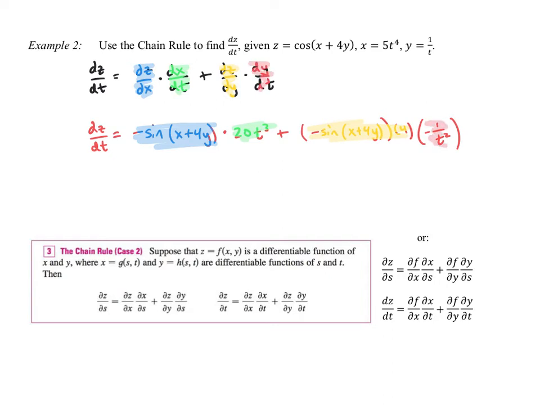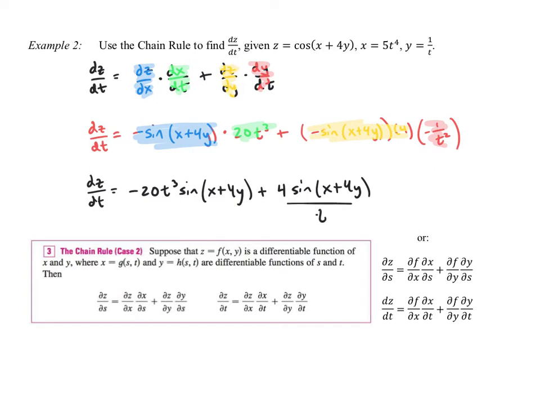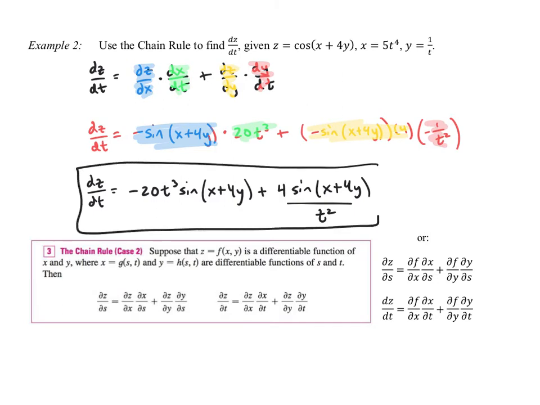And that's our format. Now I'm just going to rewrite it. You wouldn't necessarily need to. We're just trying to come up with the general equation for dz/dt. But you might see it as negative 20t cubed sine of x plus 4y. Let's see, that's going to be a positive 4 sine of x plus 4y divided by t squared. So you might see it simplified sort of like that. But either way, we're just evaluating the general derivative there.